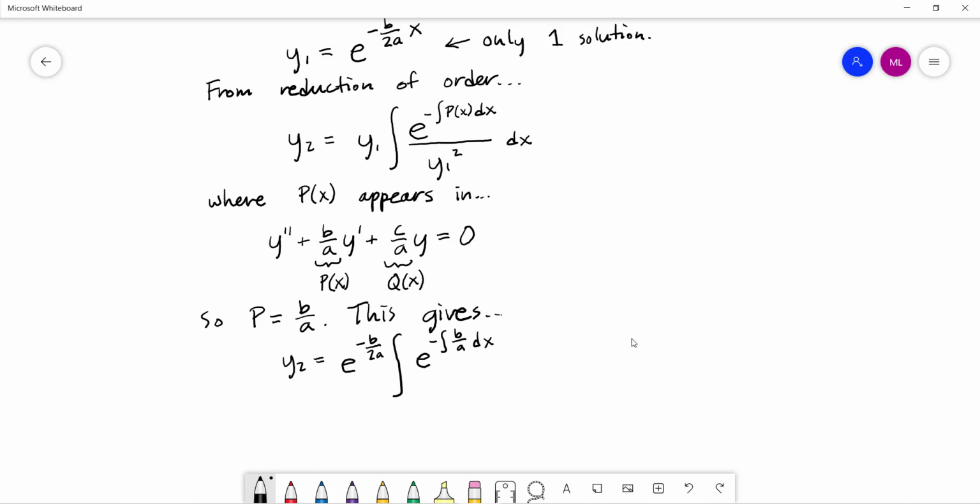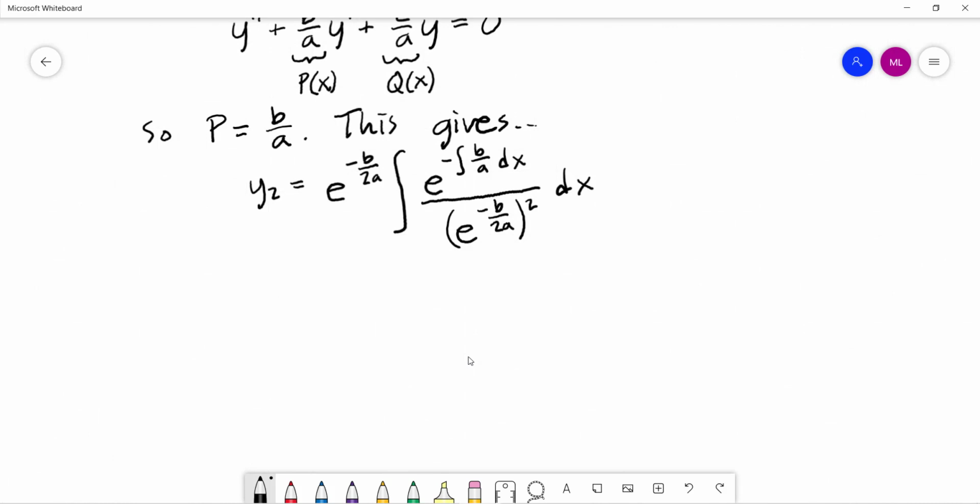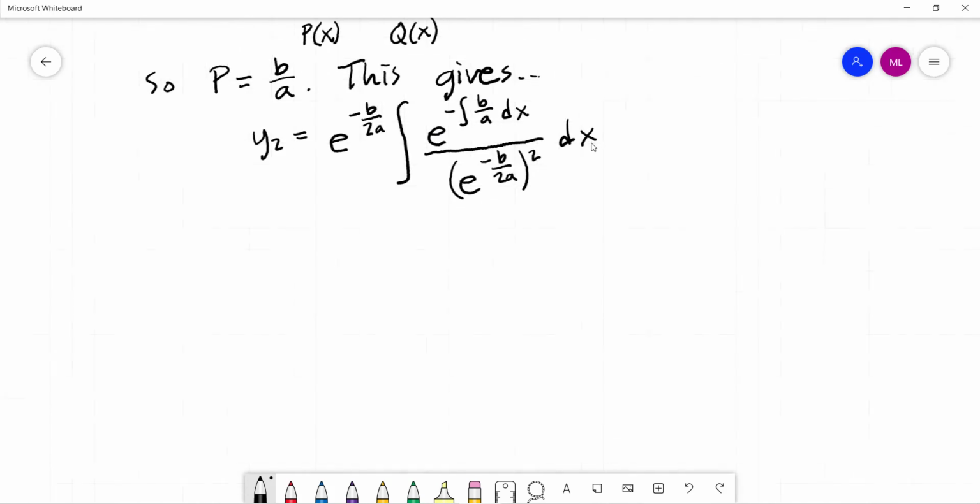And then we're dividing that by y1 squared. Well, this was our y1, so it's going to be e to the negative b over 2a squared dx. So this is our big, ugly mess that we're dealing with right now. The nice thing is you can see here we have an e to the negative b over a with an extra 2 in the denominator. Here we have an e to, after we integrate this, it's just going to be a negative b over a times x. So let's do that.